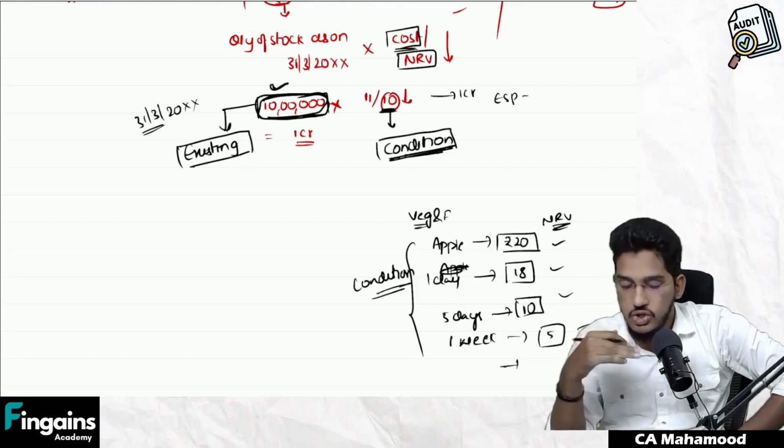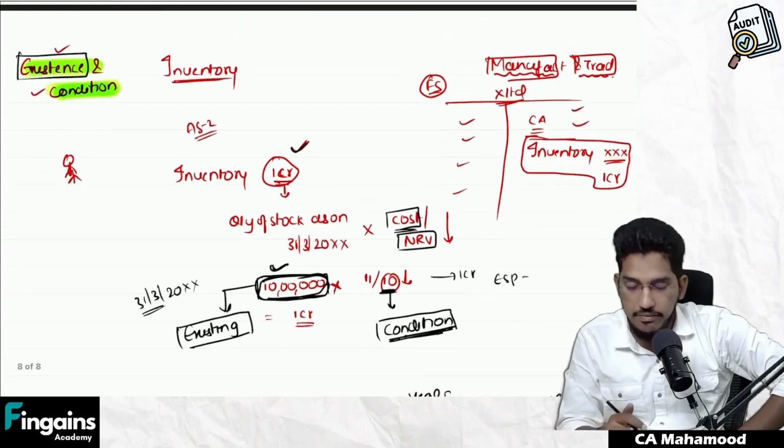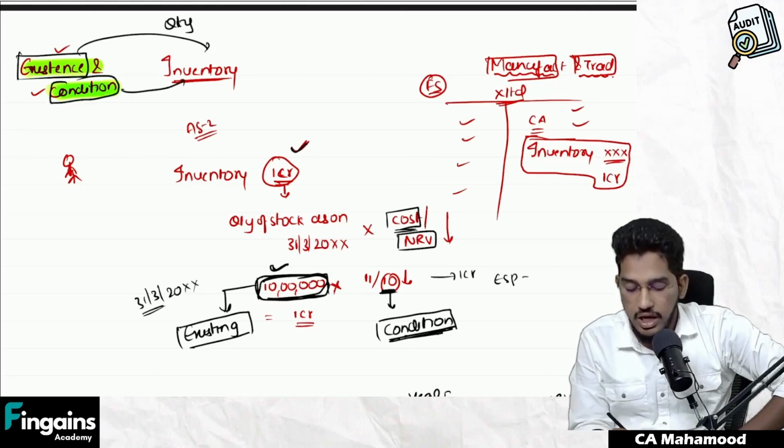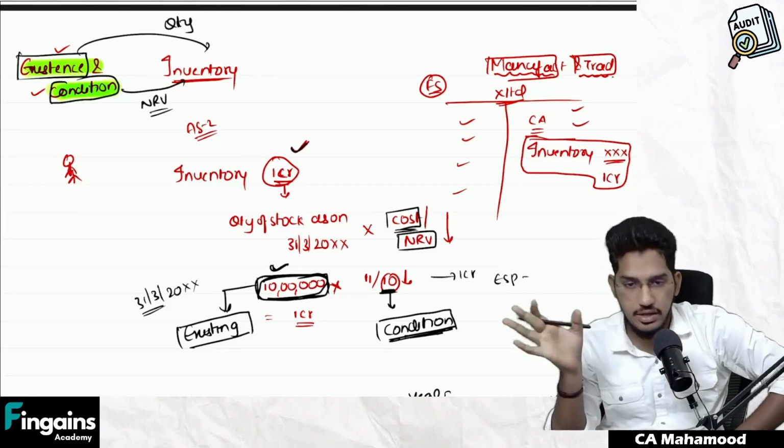Able to understand? So when I say you have to obtain evidence regarding existence of inventory, I am talking about quantity of stock. When I say you have to check the condition of inventory, I want to obtain evidence whether the NRV used in the valuation of inventory is correct or not.